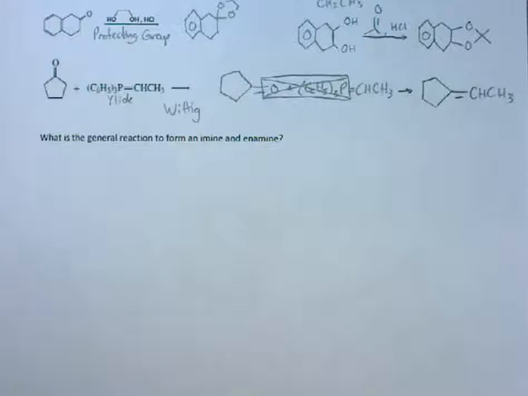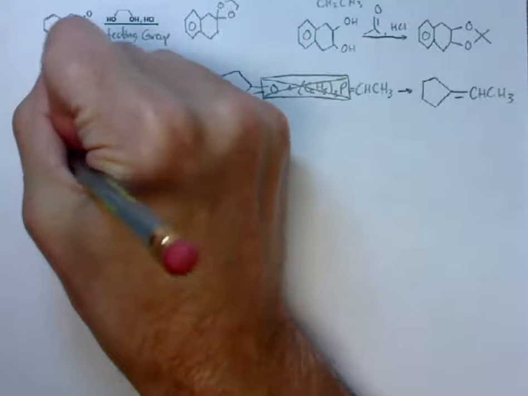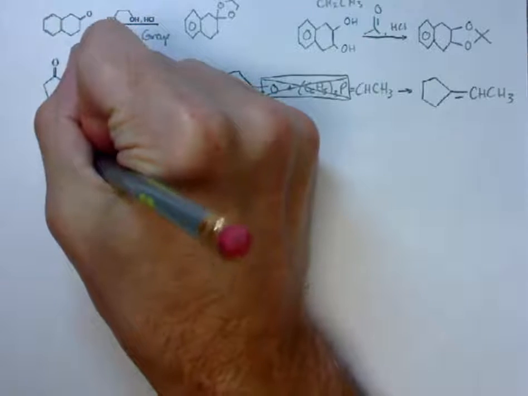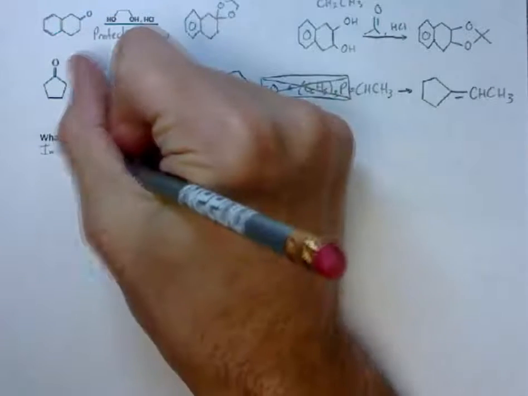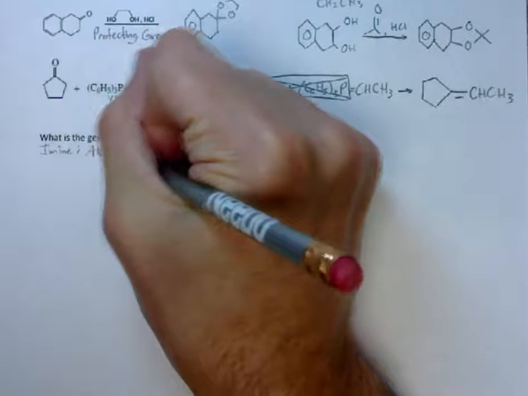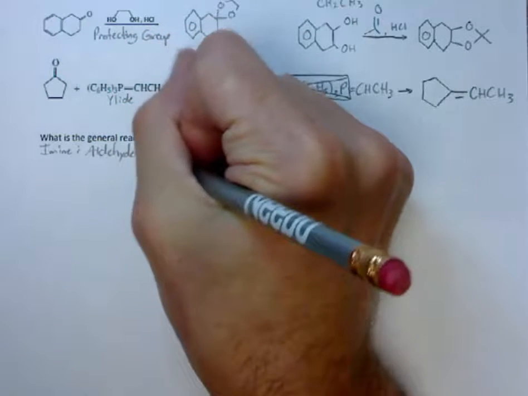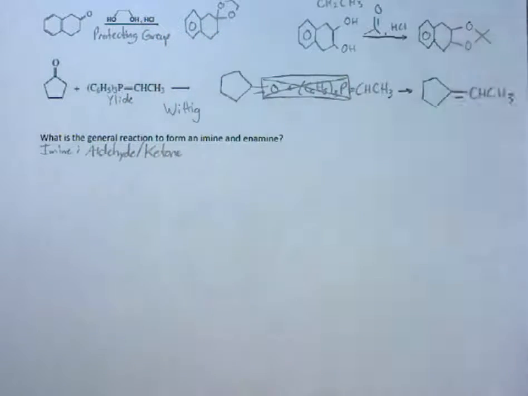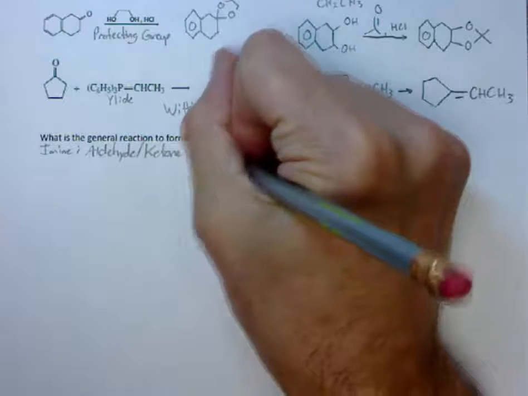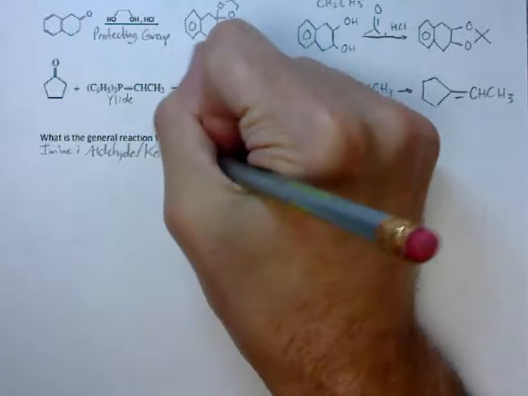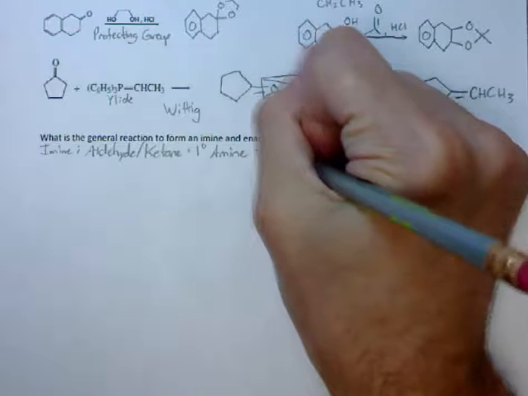For the last question, it asks, what is the general reaction to form an imine and an enamine? So for an imine, we need an aldehyde or ketone with a primary amine with trace acid.